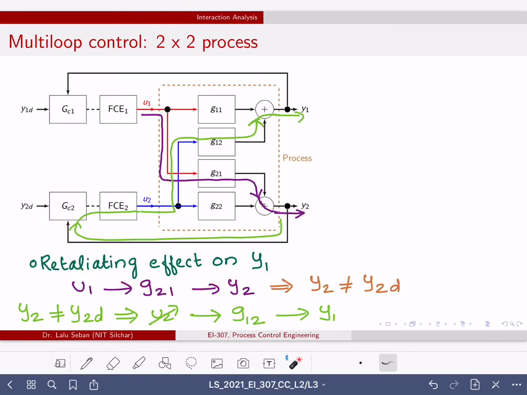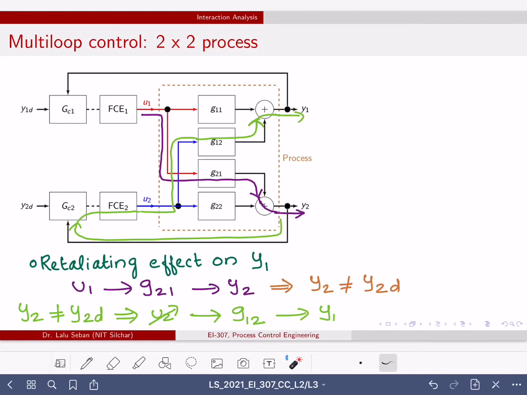It is good. It will try to take y2 towards y2 desired. That is fine. But what about y1? Here, when u2 changes, through g12, y1 will also change. Now it's very interesting. How is it going to happen? Let us rewind.